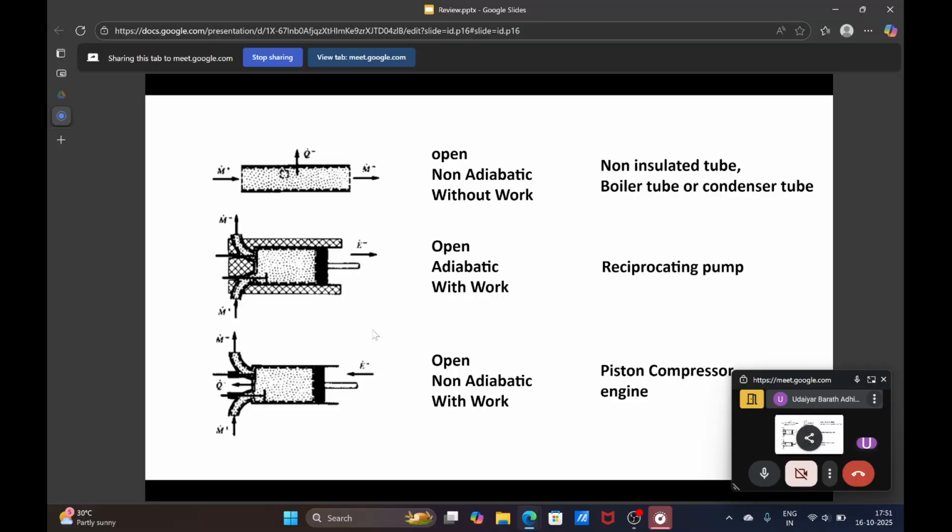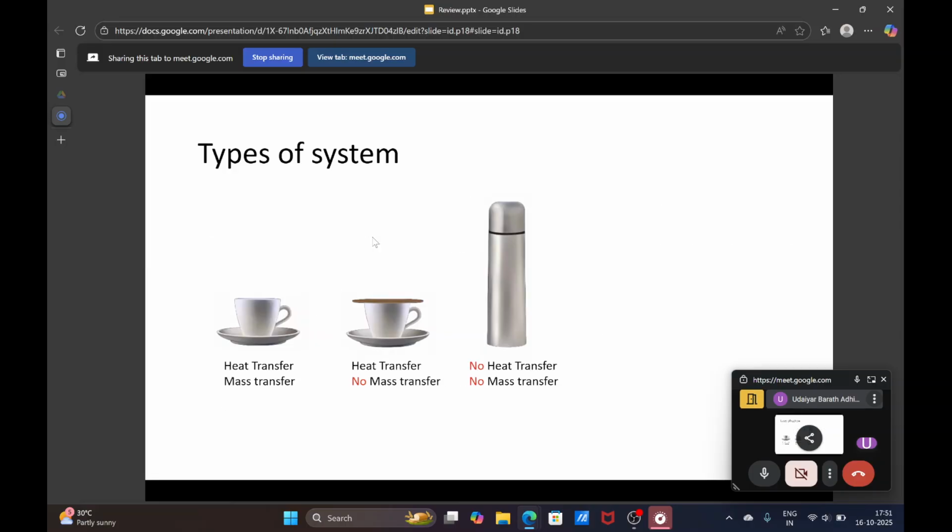So these are different kinds of systems which you come across. Then examples of a reciprocating pump and a piston compressor engine, and how a system is considered and so on. This is the example which you saw for types of system. You have a cup of hot tea. Here you have heat transfer, as hot tea is being cooled by the surroundings. You have heat transfer as well as some amount of water being evaporated. You see steam coming out from the cup when you take a hot cup of tea, so there is mass transfer.